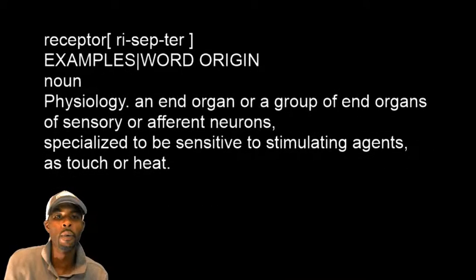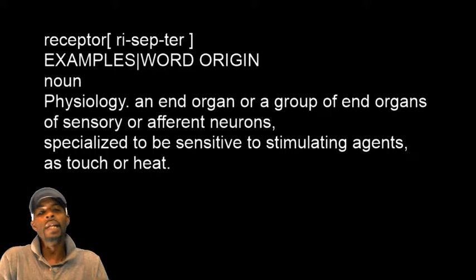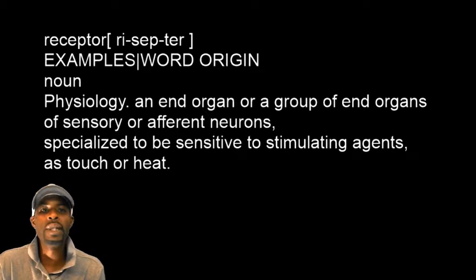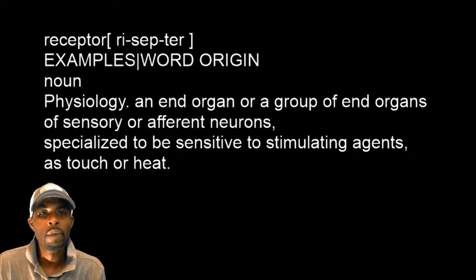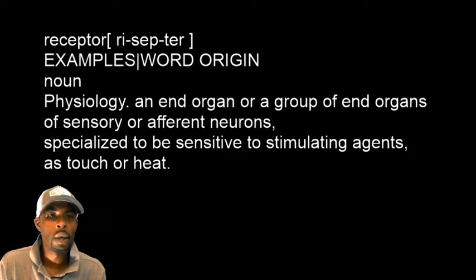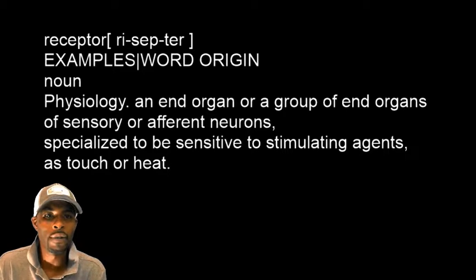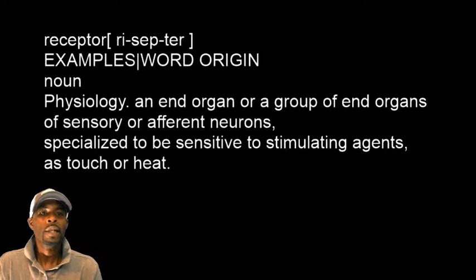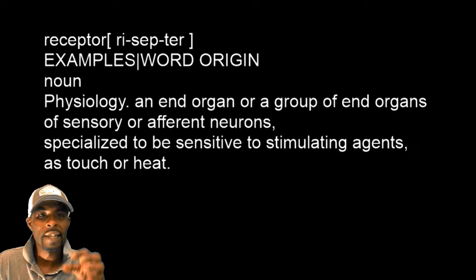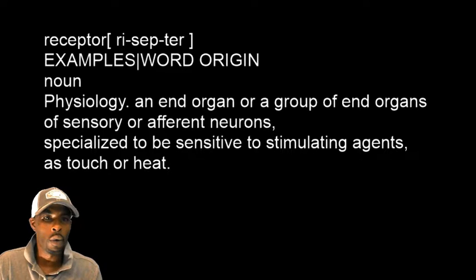Okay, let's continue. Now, let's look up what receptor is. So now we see receptor. If we go on down, in physiology, receptor means an end organ or a group of end organs of sensory or afferent neurons, specialized to be sensitive to stimulating agents as touch or heat. All right. So again, it says the physiology is an end organ, right?